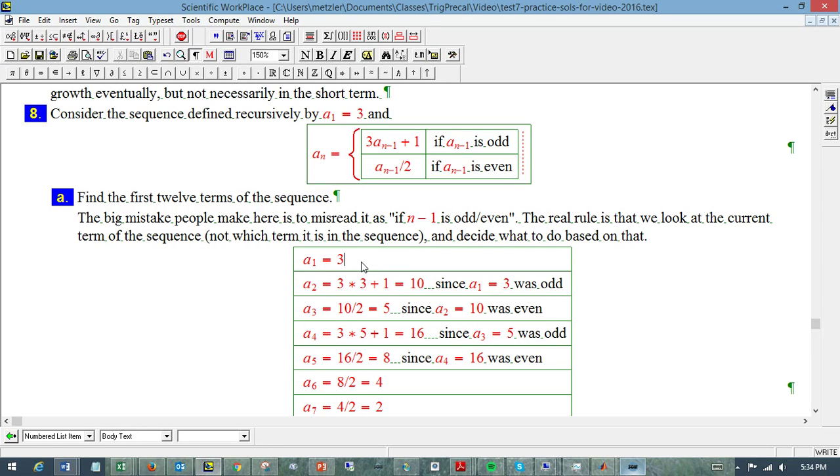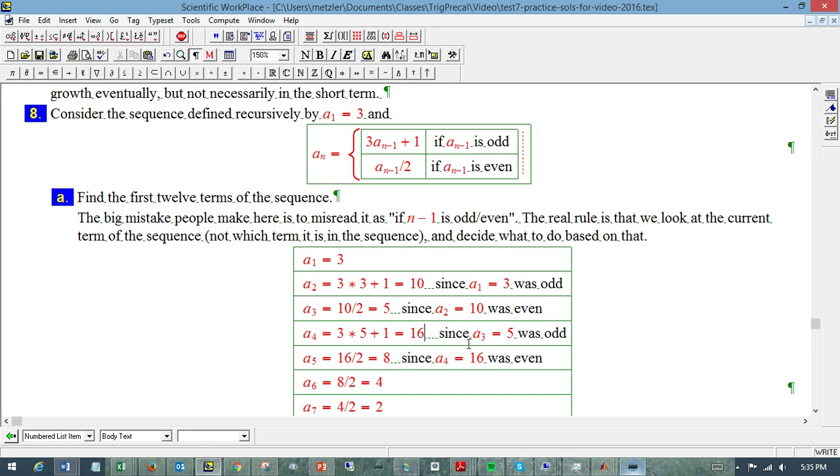Okay, so let's look at it explicitly. You start out with 3 by definition. Because that's odd, it's not because the 1 is odd. We totally don't care about this number, as we often do with recursive definitions. It really doesn't come in. 3 is odd, so we triple and add 1 and get 10. It's because this number was odd, not this guy. Now that one is even, so the rule is you halve it. So the next thing is 5. Now you triple that and add 1 and you get 16.